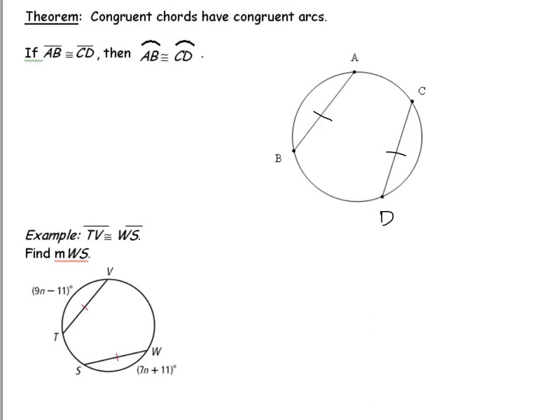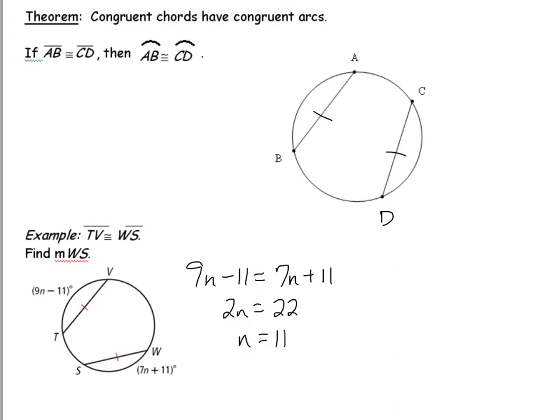Testing that out, here's the example. They tell me that chord TV is congruent to chord SW, or WS. If the chords are congruent, I know the arcs should be congruent. So I would take 9n minus 11 and set it equal to 7n plus 11. I subtract 7n from both sides, and I get 2n, and I add 11 to both sides, so it equals 22. Divide by 2, and n is 11.